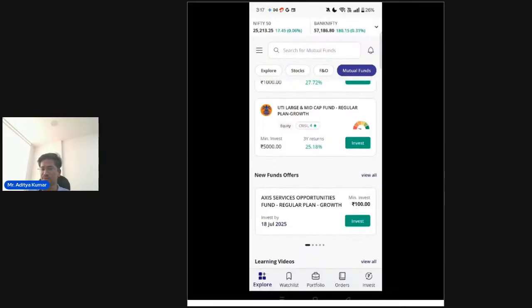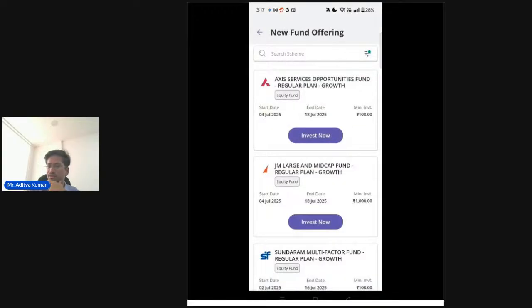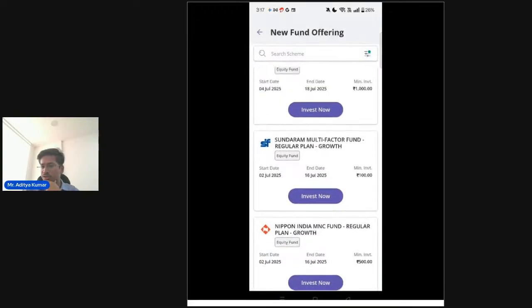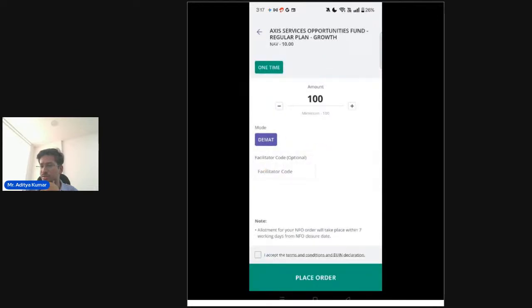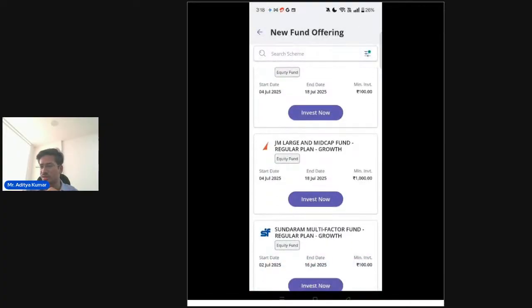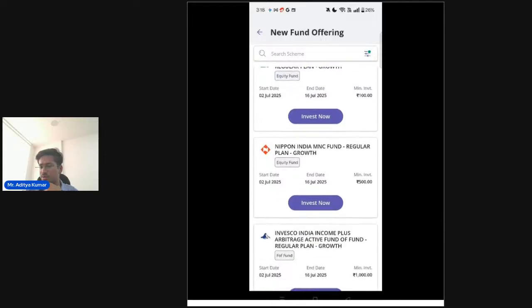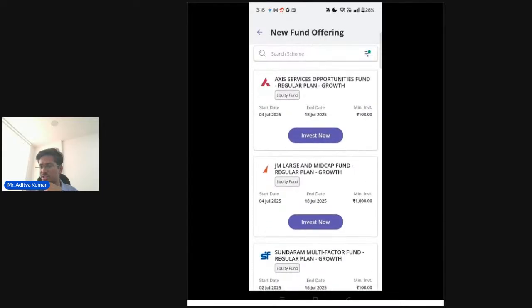After that, we move ahead with the NFOs. NFO, the full form, is new fund offer, as it is written. These are brand new funds that you can invest in from the start. So you can just see what the new funds are. On the top, you can see the latest fund that is going on is the Axis Services Opportunities Fund. As it is a very good fund, you just have to invest a minimum of 100 in that, which is a one-time investment you can do. You can see other funds also, like Nippon and Sundaram, everything is there.